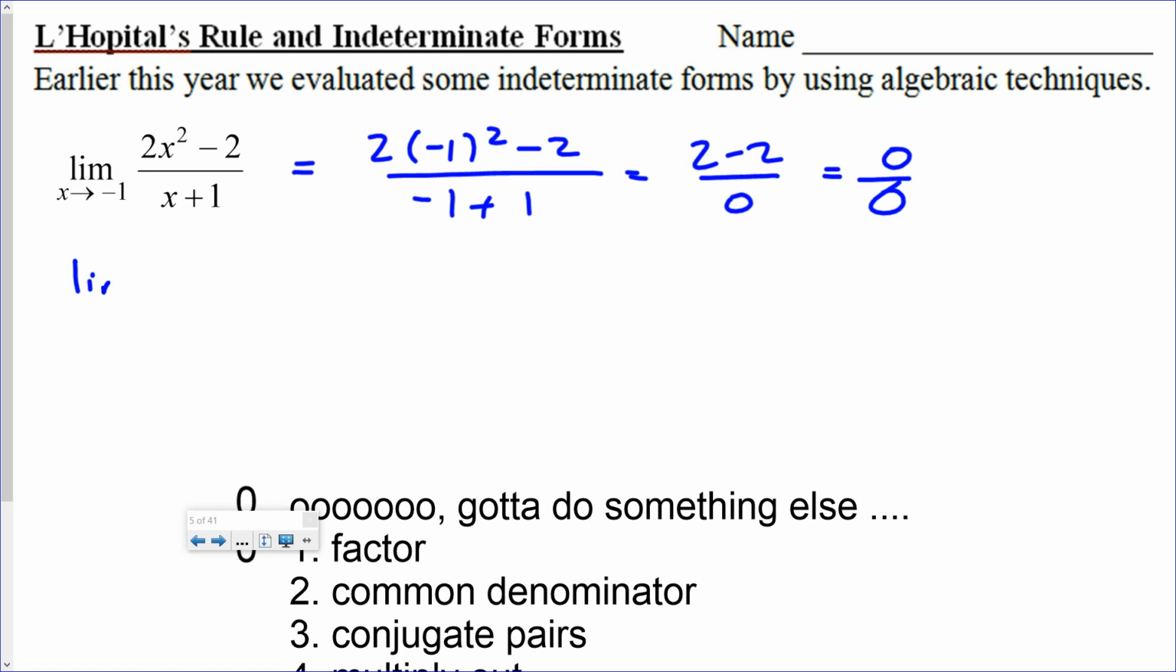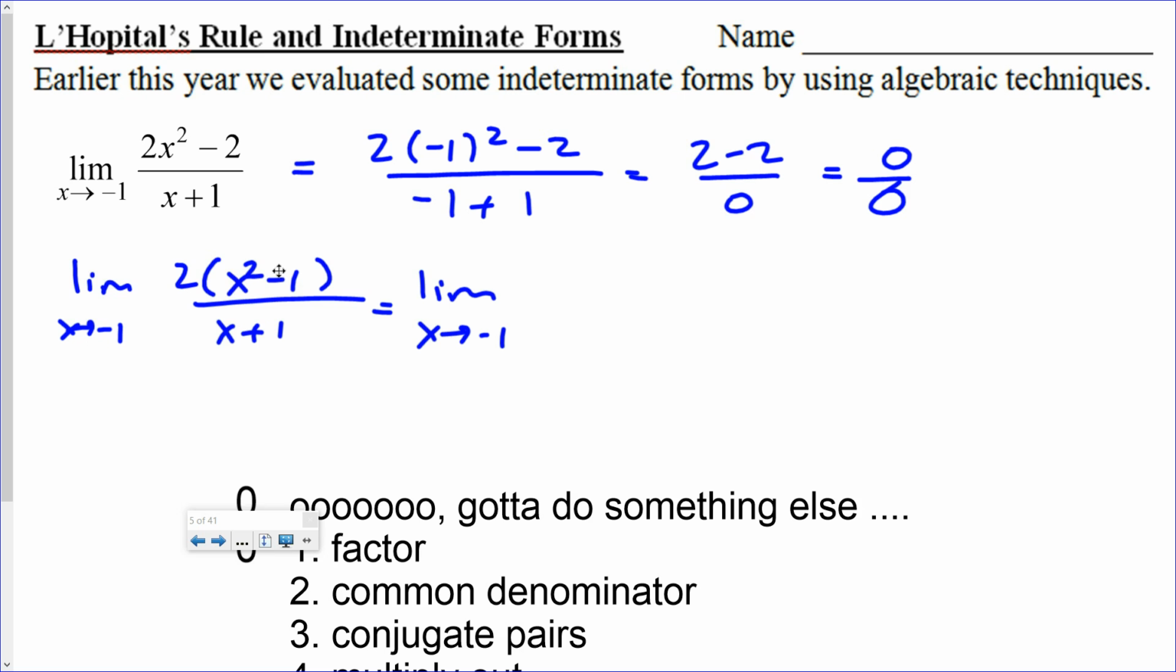If I factored, okay, that's the number one thing that helps a lot of times. Okay, I'll get 2 over x squared minus 1 over x plus 1. This is still a limit problem. Okay, this is a difference of 2 squares, right? So it's 2 times what? What's x squared minus 1? x plus 1, x minus 1 over x plus 1. All right. The good thing about factoring is if you have common factors, they factor out to 1.